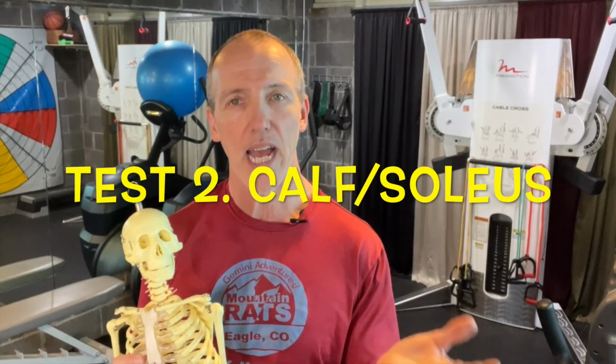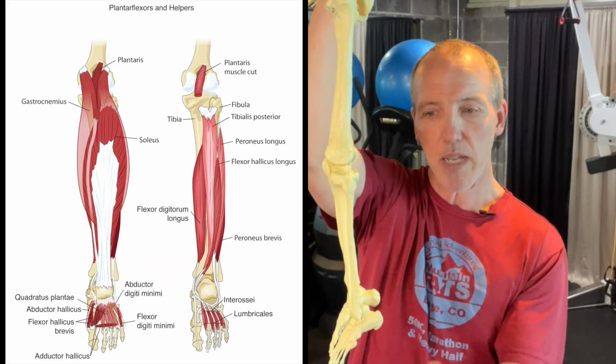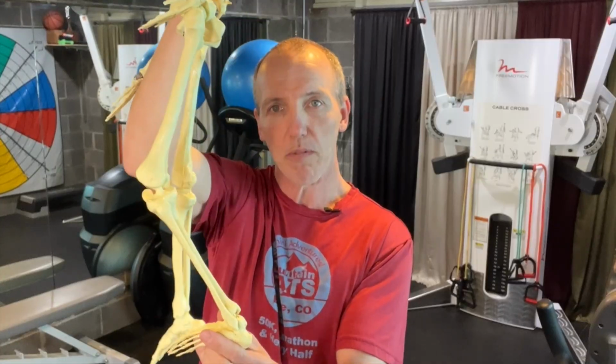Okay, so the second test we're going to do is to determine how tight your calf and soleus muscles are. The calf and soleus muscles are found here in the lower leg, and when we run, the knee needs to be able to bend over the ankle well in order to run well. So we're going to be testing out that system.